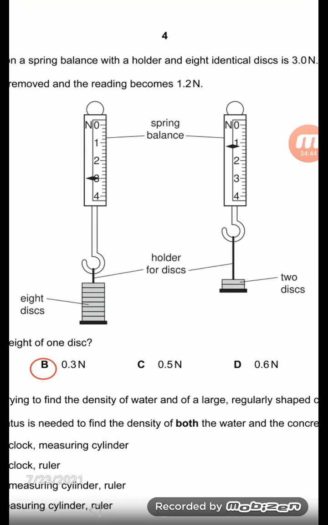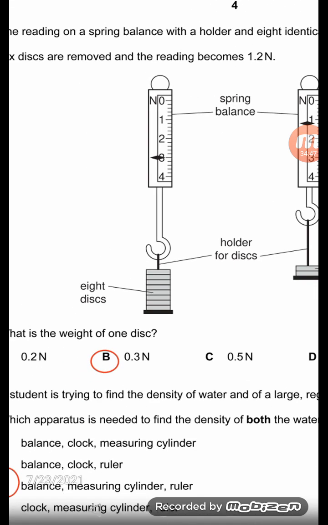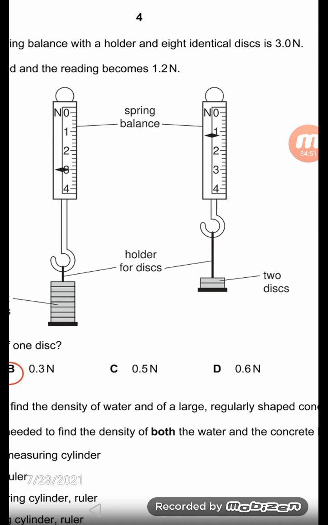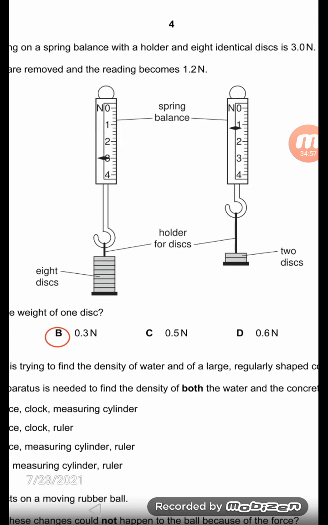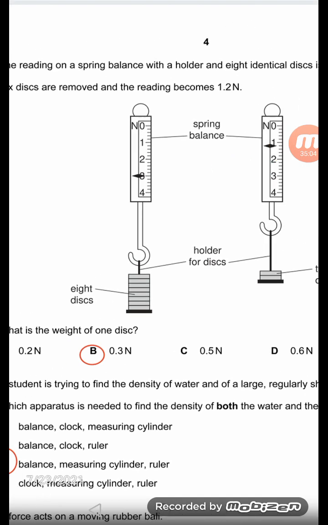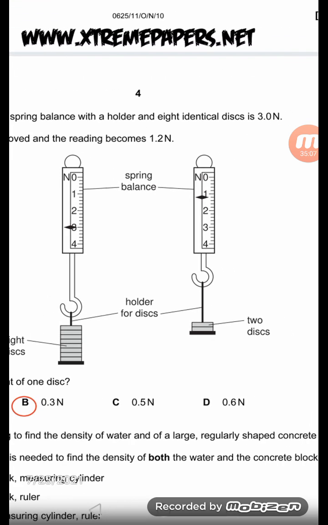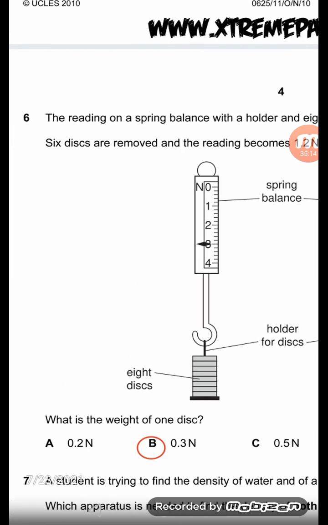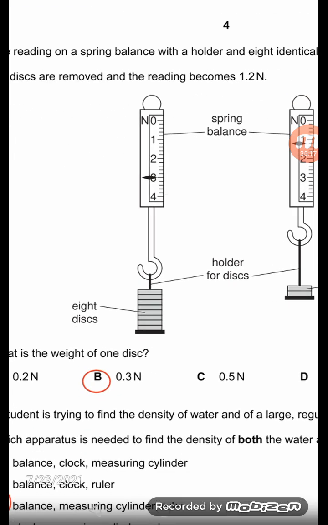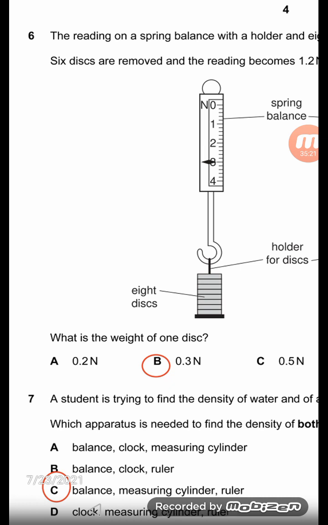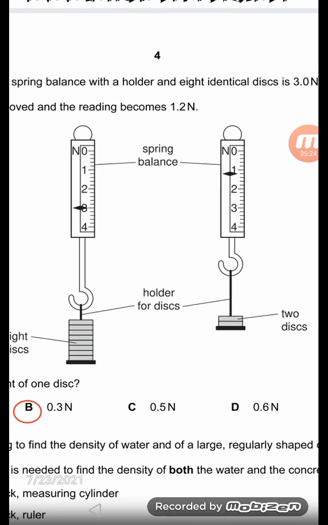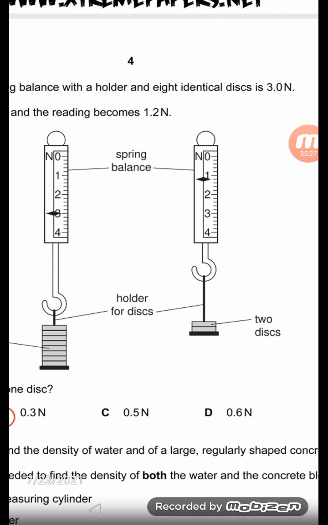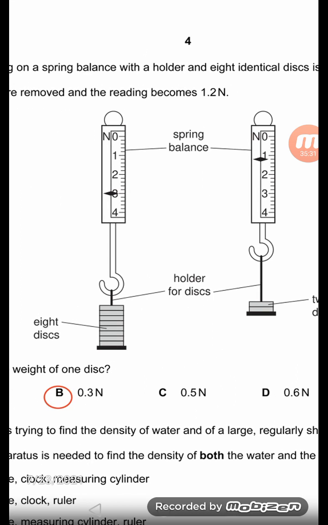So look at this one, this type of question they're asking. Again this weight is 3, this weight is 1.1. Okay, the weight is changed. This is 1.2 and this is 3. When two discs are removed, it became 1.2. When 6 discs are removed, when it was 8 discs, it was 3. So what is the weight of one disc? You can cross multiply. When it is 2 discs, it is 1.2. When it is 1 disc, what will be the weight?